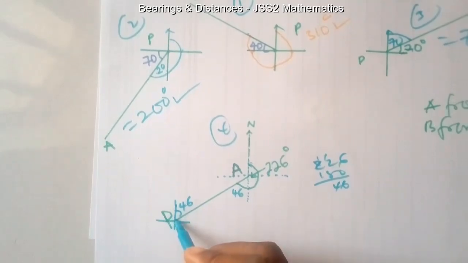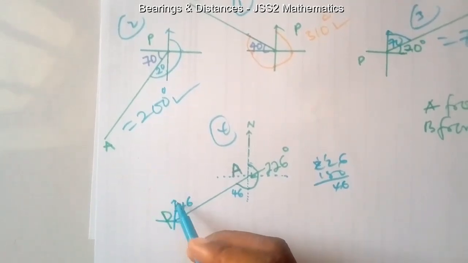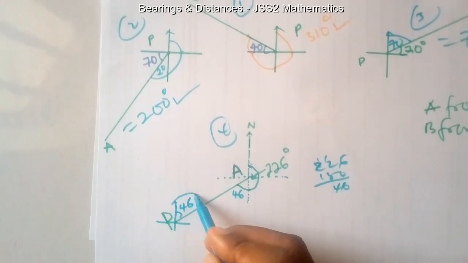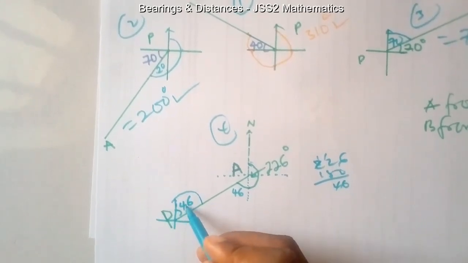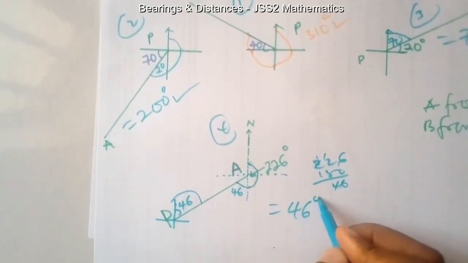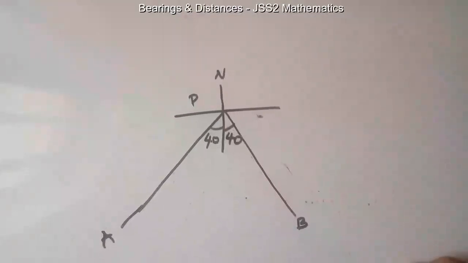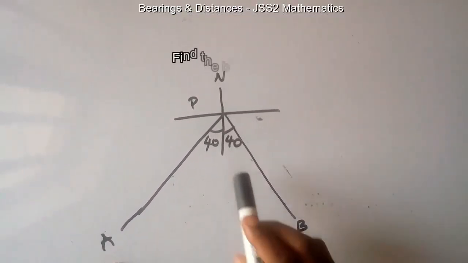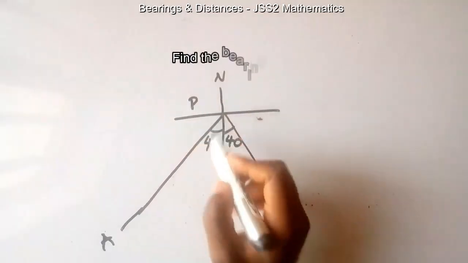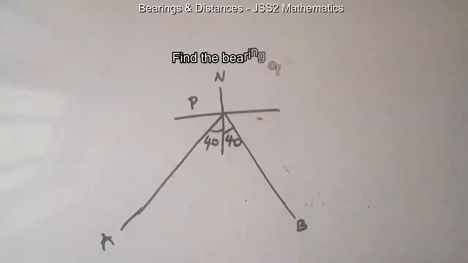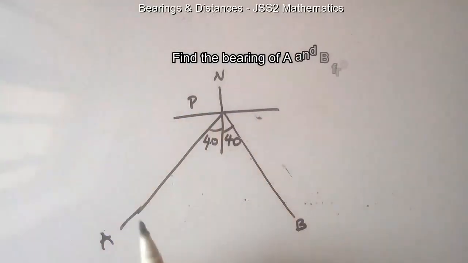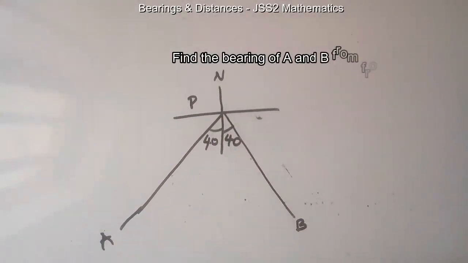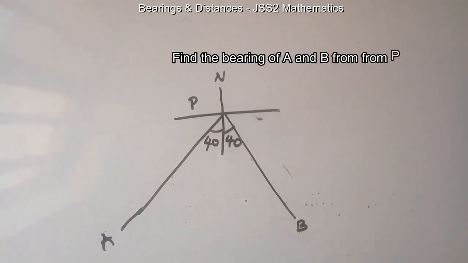So this is P. We start from the north of it as well and move clockwise. So what do we have? It's just 46 degrees. In this case, how do we find the bearing of A and B from the starting point P? A and B have a common starting point, and that is P. How do we find the bearing of A and B from the starting point? Let us start by considering A.